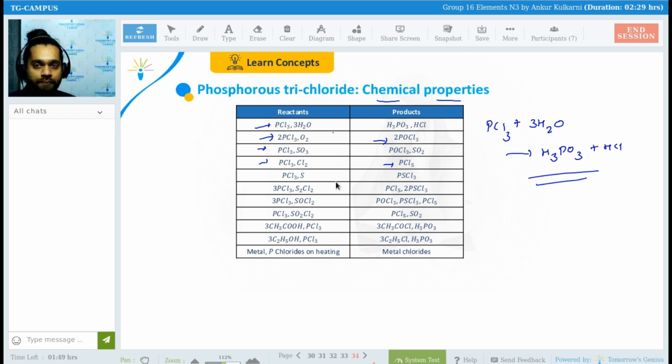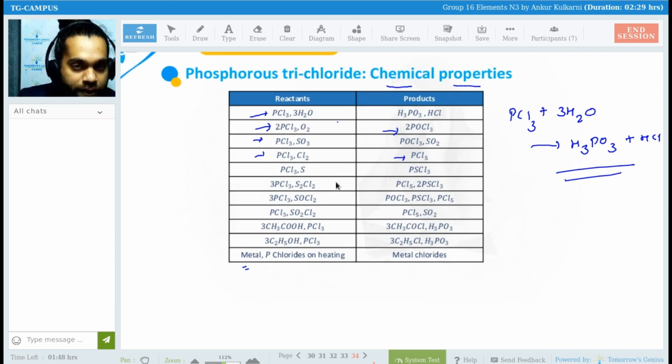Sir, in this table, the last reaction they have given metal and phosphorus chloride. Generally, PCl3 will use, no, sir. Will the metals be in the normal general state or in oxides? See, look over here. Simple metals. For example, if I have phosphorus chloride, let us say PCl3, and I react it with a metal like Na, like Ca, what will you get?